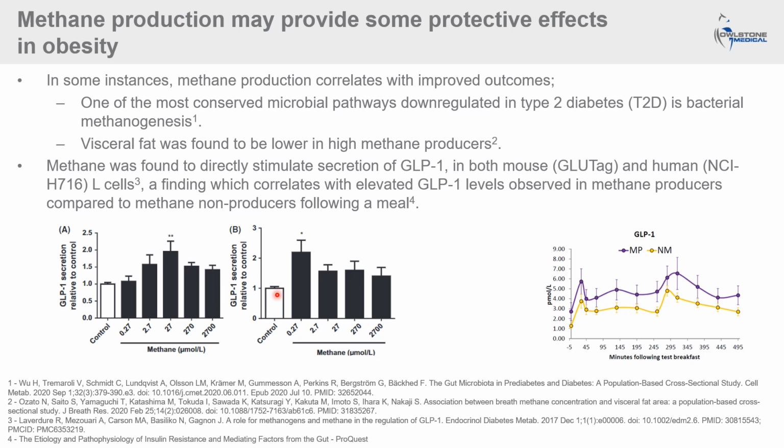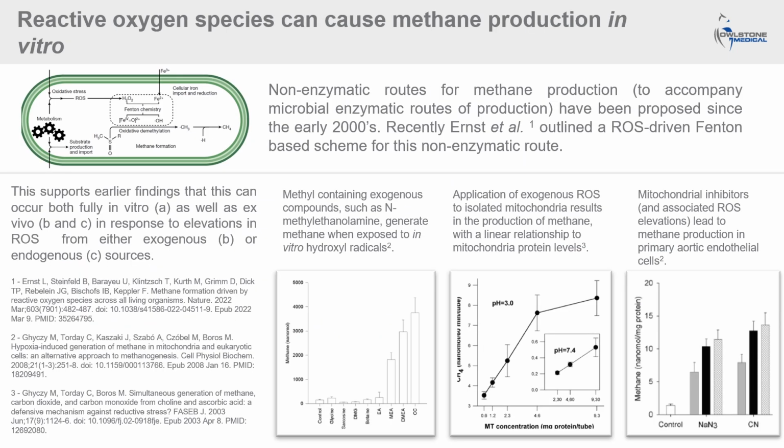And interestingly, this correlates to very preliminary data demonstrating increased GLP-1 in the blood of methane producers compared to non-methane producers after a meal in the morning. So methane is potentially correlated with a high BMI, but potentially protective in that setting as well. With that, we'll come on to our third case study, and this is of non-microbial produced methane.